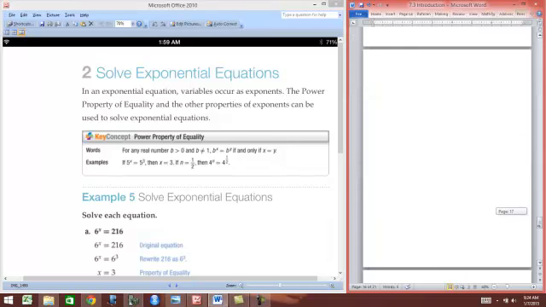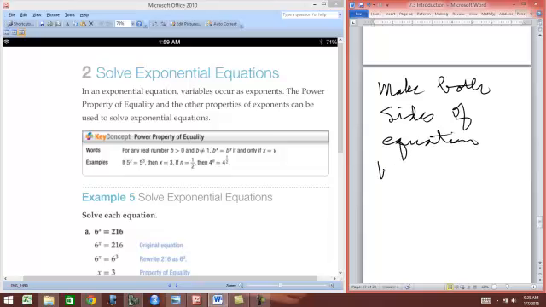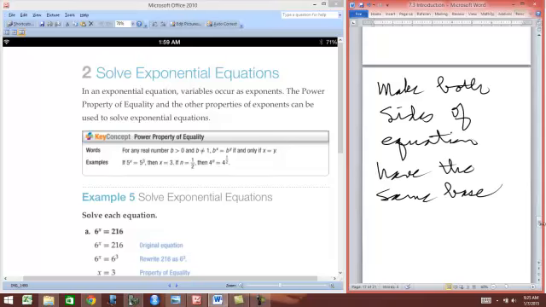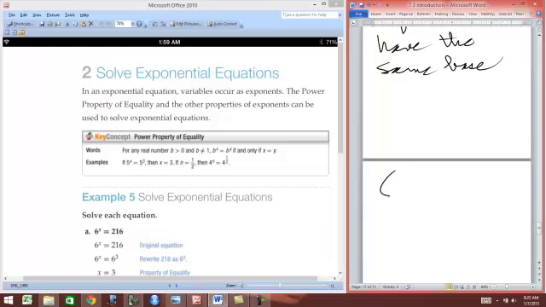Now the trick, this is a game. The trick is to make both sides have the same base. Let me write that out. Make both sides of the equation have the same base. Okay, so the first example they give us, here, let's go down. Okay, 6 to the x equals 216.